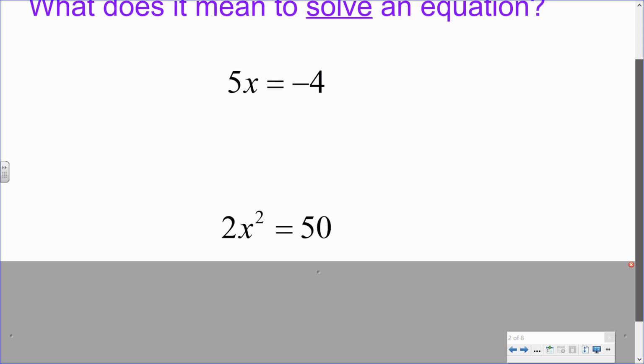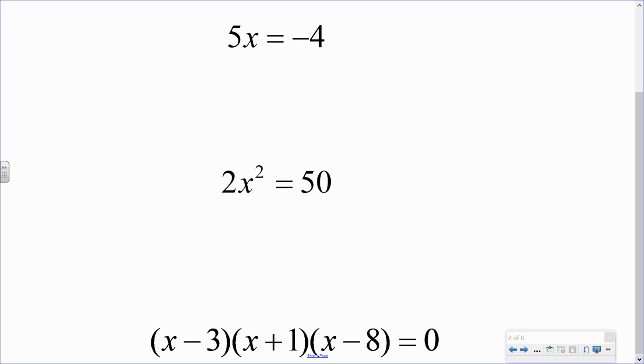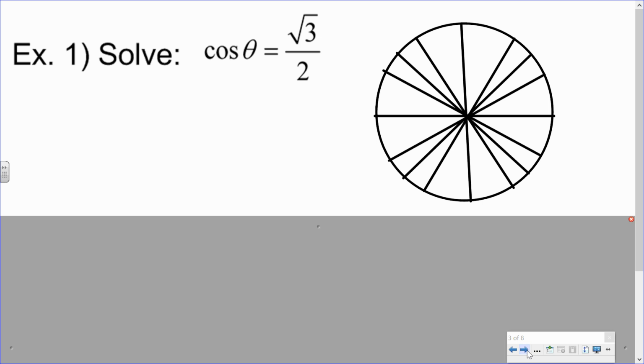And it might have more answers than that. How many solutions would this last one have? 3. What would they be? Okay, again, those are very easy, but solve means find every single value for the variable that would make the equation true. Now let's start talking about trig equations.